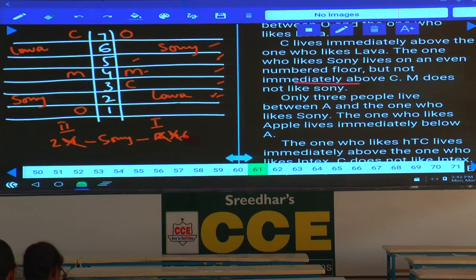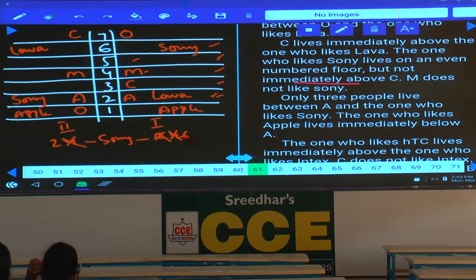We have taken three people live between A and the one who likes Sony. One, two, three. A and the one who likes Sony, A must be here. Isn't it? Only three people between A and the one who likes Sony. Here also, Sony must be on the second floor. Then the one who likes Apple lives immediately below A in both the cases. The one who likes Apple must be on the first floor, isn't it?